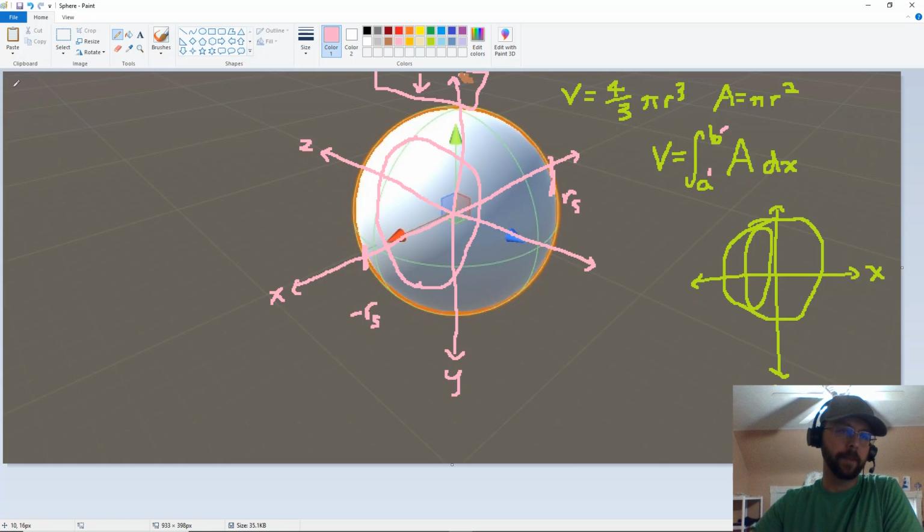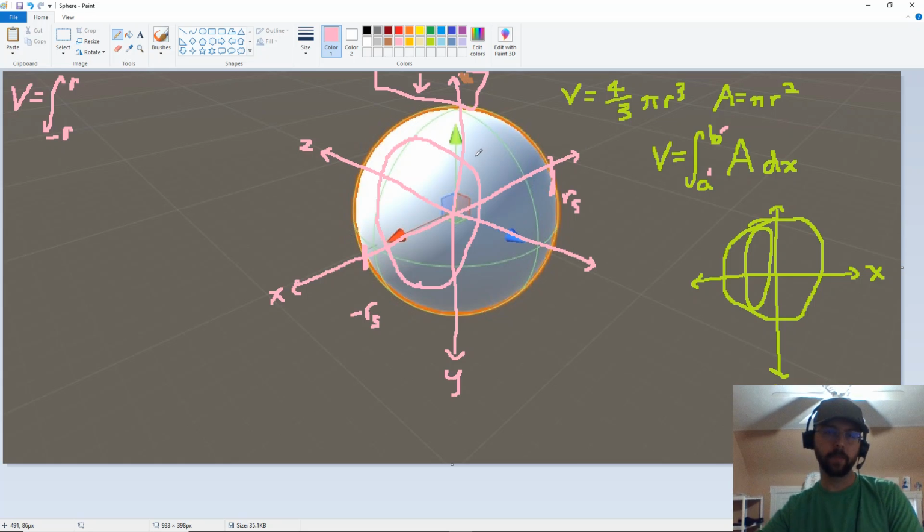So over here I'm going to start to fill in some of those. So volume equals the integral from negative r to r, and the area of this circle, which is supposed to look like a circle, is going to be pi r squared. The r for this circle is not the same as the r for the radius of the sphere.